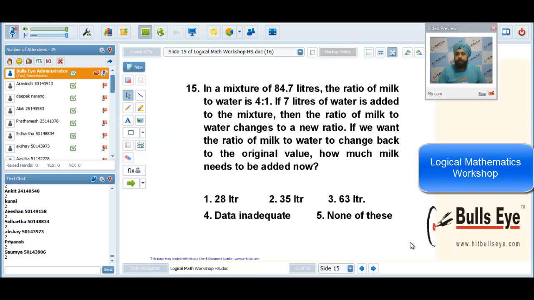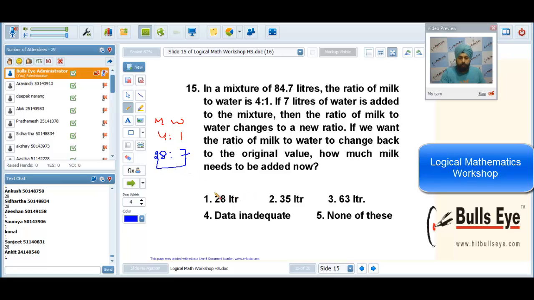Yes, a very good question. Read, understand and answer. Okay guys, it's a very simple question again, a very logical one. See, milk and water are in the ratio of 4:1 and we don't need the total at all. So if you add 7 liters of water, then how many liters of milk should be added to have the same ratio? As initially milk is 4 times of water, now also if you add milk which is 4 times the water, you will have the same ratio. And nothing else is required to be done, guys.